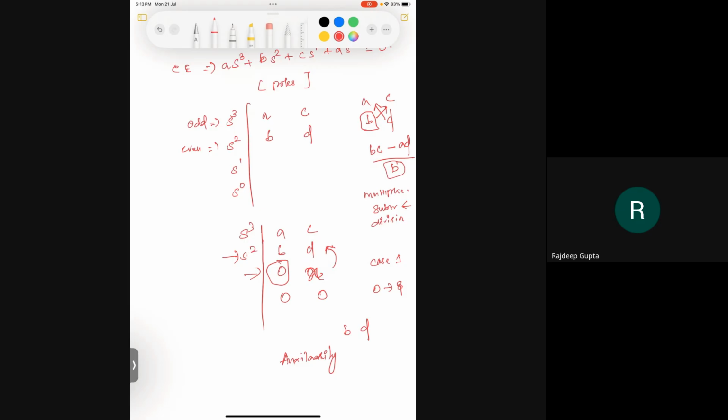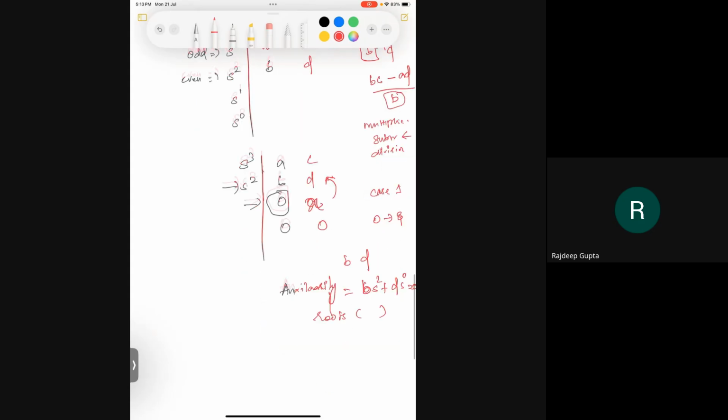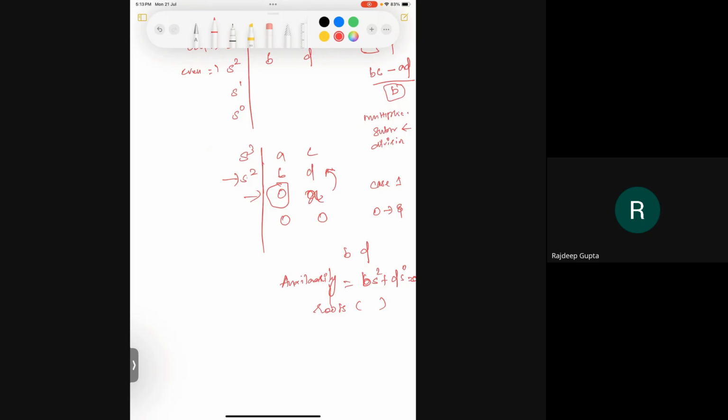In our example, this is s square. We are going to write this as b s square plus d s power 0 equal to 0. This is our auxiliary equation. You have to find the roots for this auxiliary equation. Then you have to differentiate this auxiliary equation to find the change in the polynomial coefficients. So you will end up having 2bs plus d going to 0 equal to 0. So you will replace this here to continue with the step.